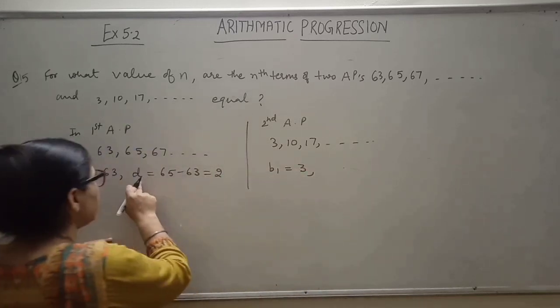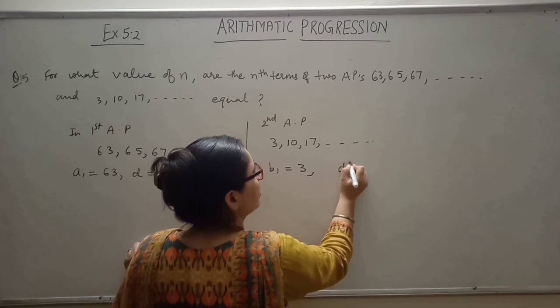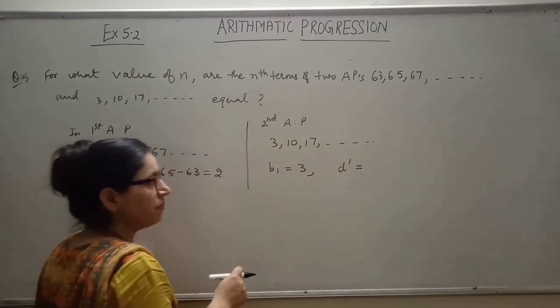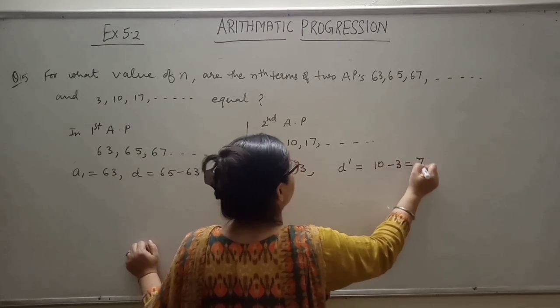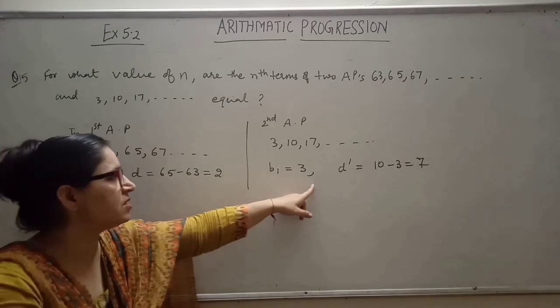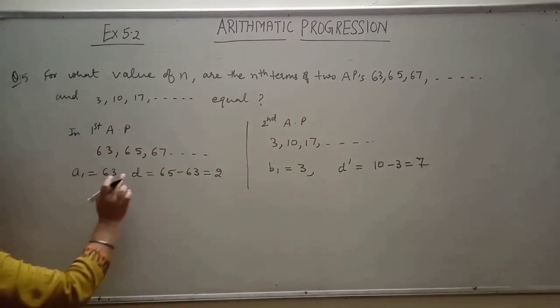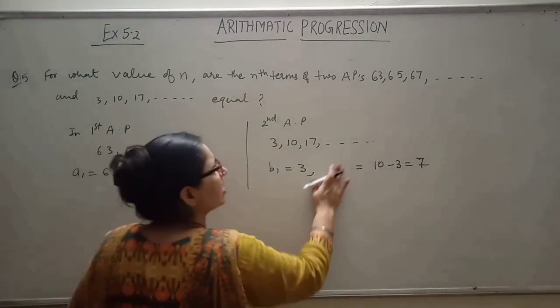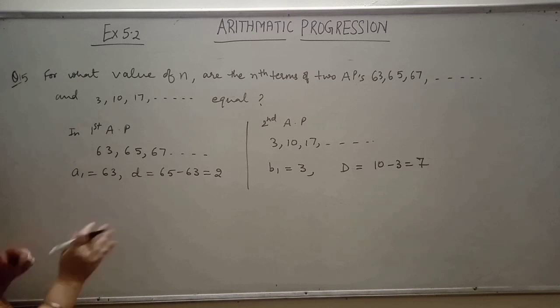And what is the common difference here? I will take D dash, because the difference is not the same here, right? 10 minus 3 is equal to 7. Because in this case the differences are not the same, therefore the common differences are not the same. That's why I have taken this D, or I can take it as capital D, to differentiate these two.